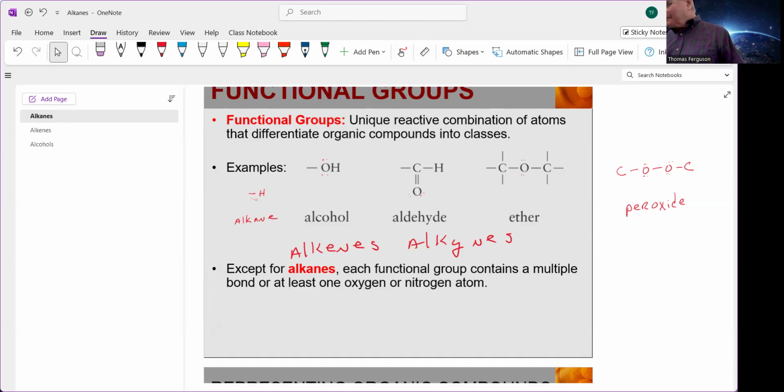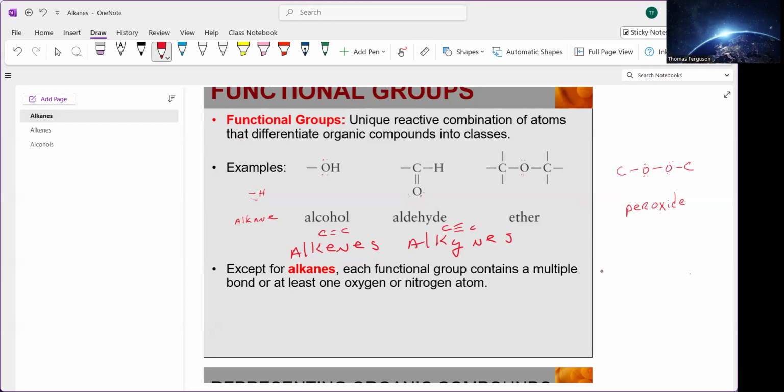But it says, except for alkanes, each functional group contains a multiple bond or at least one oxygen or nitrogen. Okay, except for alkanes, alkenes, and alkynes. This is double bonded, this is triple bonded carbons. Now, alkenes will be covered in our next chapter next week.